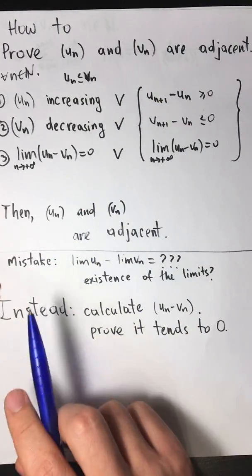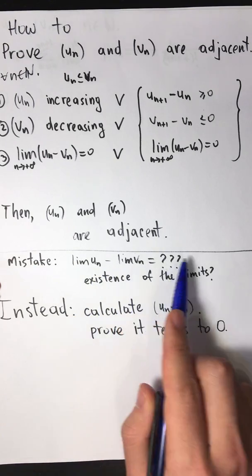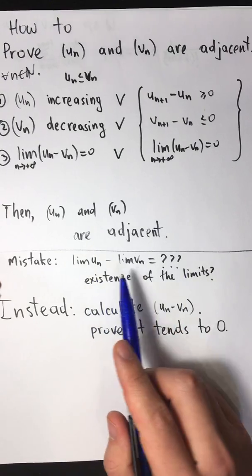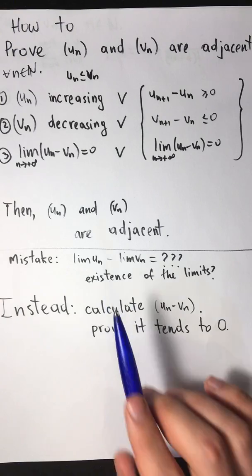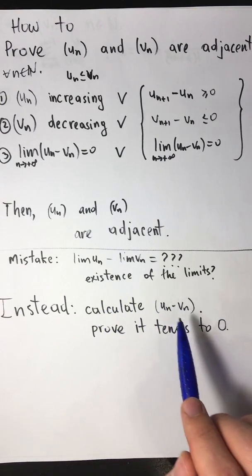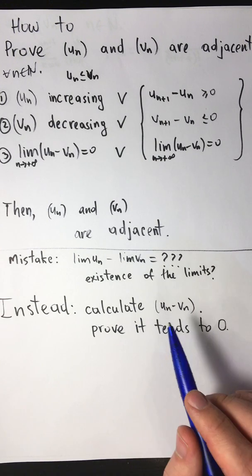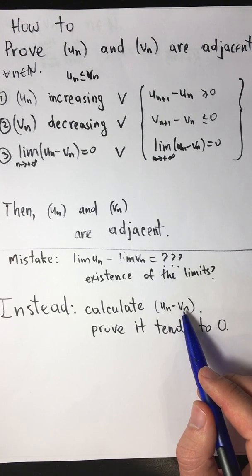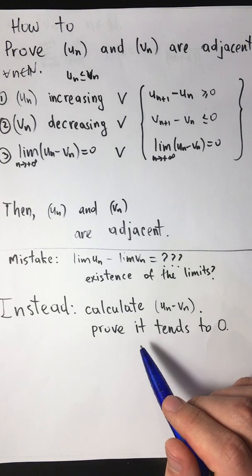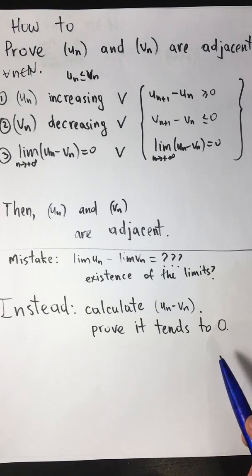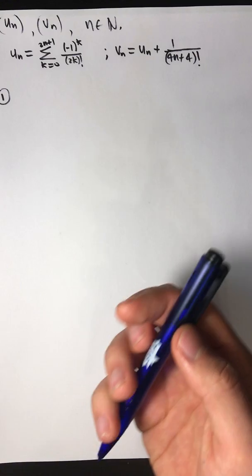And a common mistake: if you want to calculate the limit of Un and the limit of Vn separately, it can be hard. And then there is a question of the existence of the limits. So instead, I want you to calculate Un minus Vn, and then you calculate the limit, or you try to prove that it tends to 0. Okay, good.